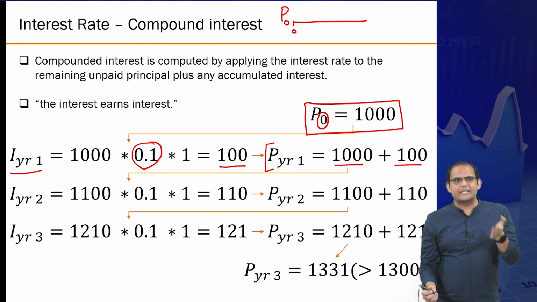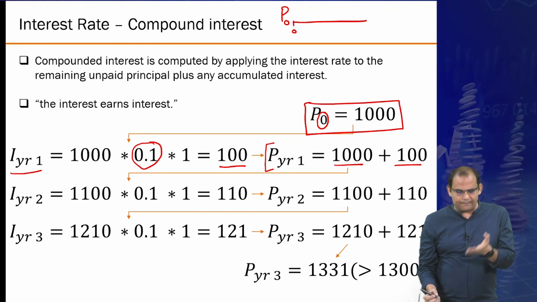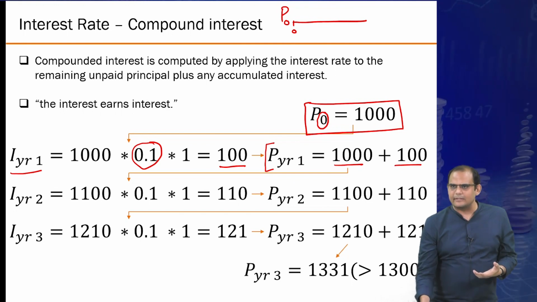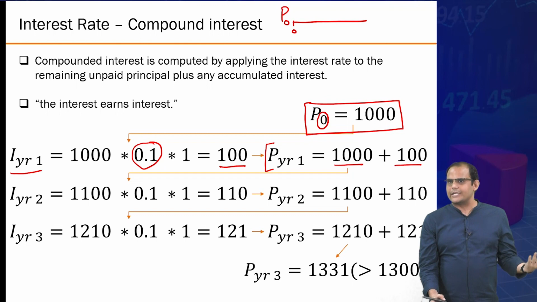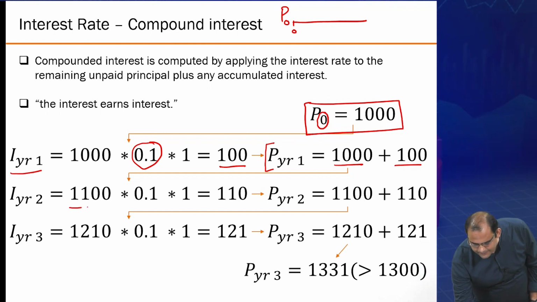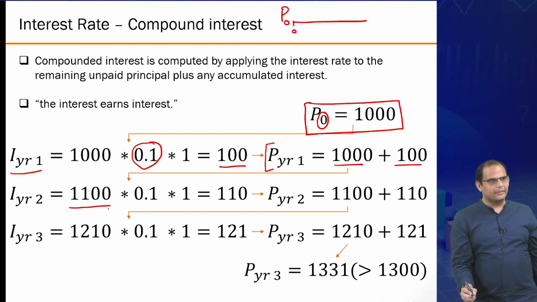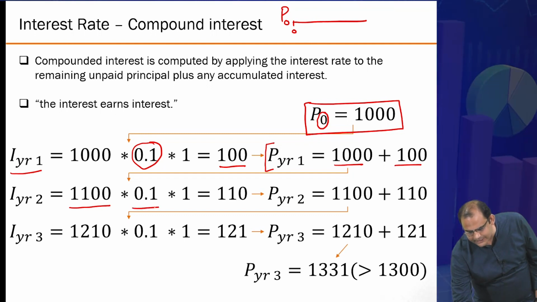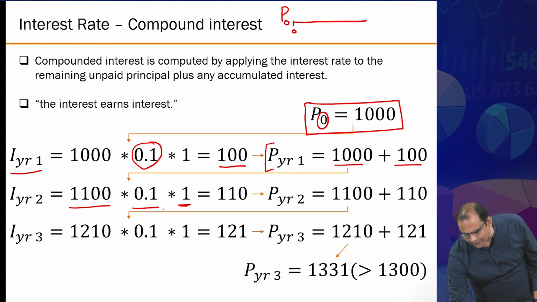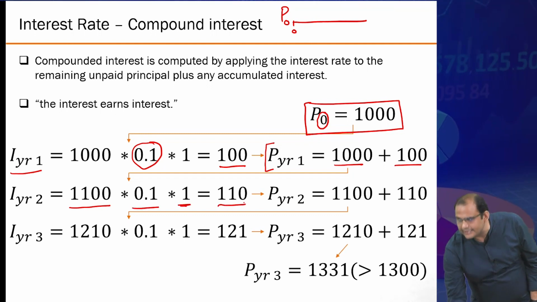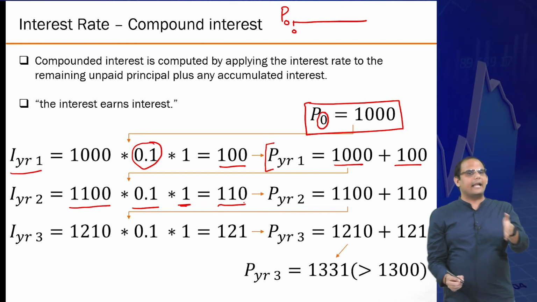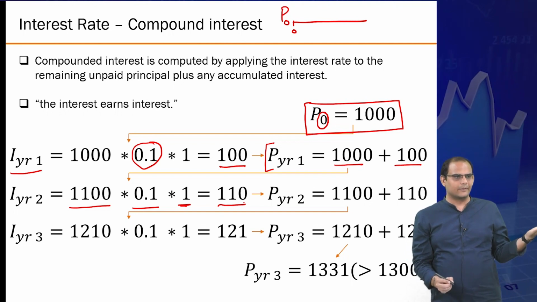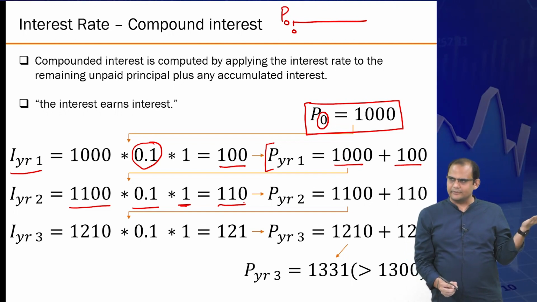Now, because it's a cumulative interest rate or a compound interest rate, this total amount will be considered invested for the next year. So in the next year, your principal becomes 1100, the same interest rate of 10%, the same period of 1 year, it gives you 110 rupees as the interest earned. So the principal at the end of year 2 becomes what? 1000 plus 110.